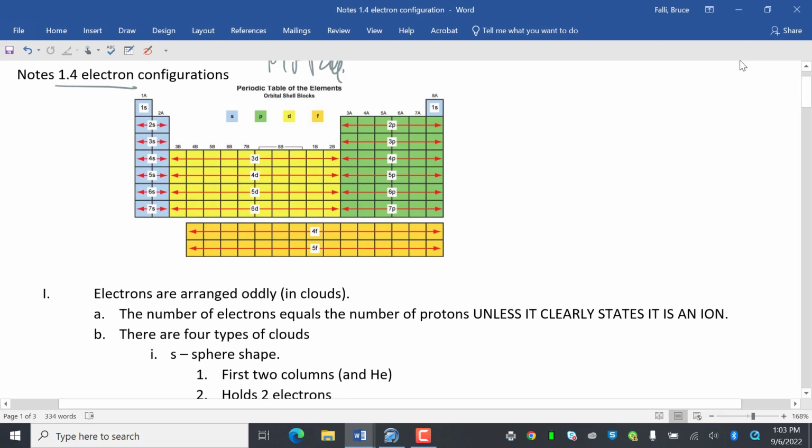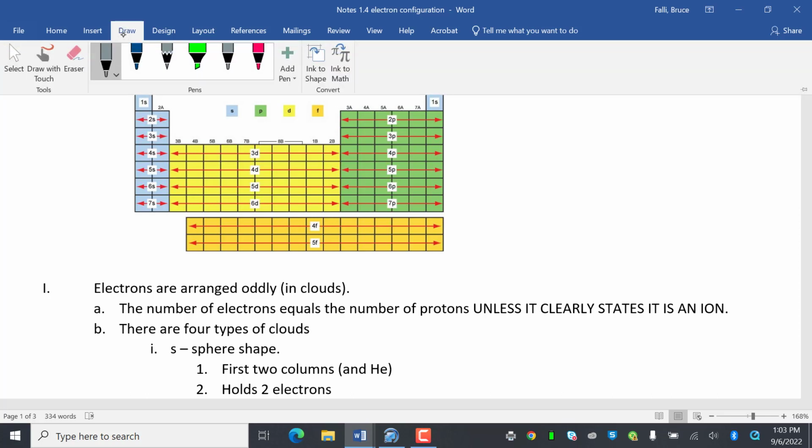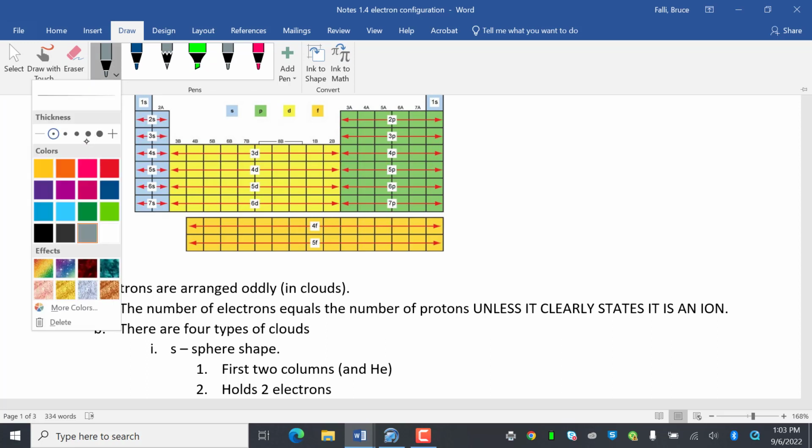All right, so electrons are arranged oddly. They're in clouds, and we want to make sure that we can tell where those are. The number of electrons, remember, is going to equal the number of protons, unless it clearly states it's an ion. Okay, so it will tell us somehow or another. There are four types of clouds, and I'll label this as I go. Let me make these a little bit thicker and darker.